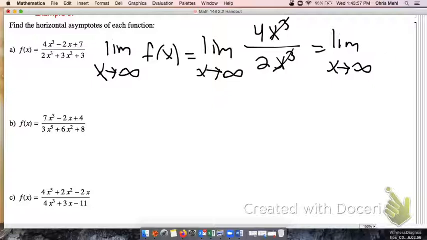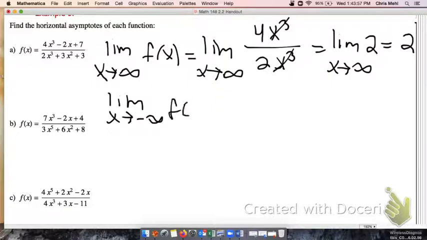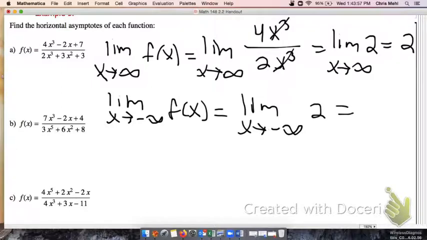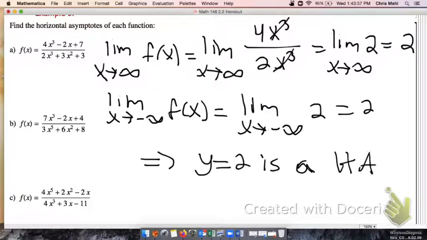Let me make some room. You're just taking the limit of a constant, which is a constant. Now it actually turns out you can use the same steps to do the limit as x approaches minus infinity of the function. It's still going to simplify to the limit as x goes to minus infinity of the constant 2, which is 2. And this implies that y equals 2 is a horizontal asymptote, which you can verify by looking at the graph.